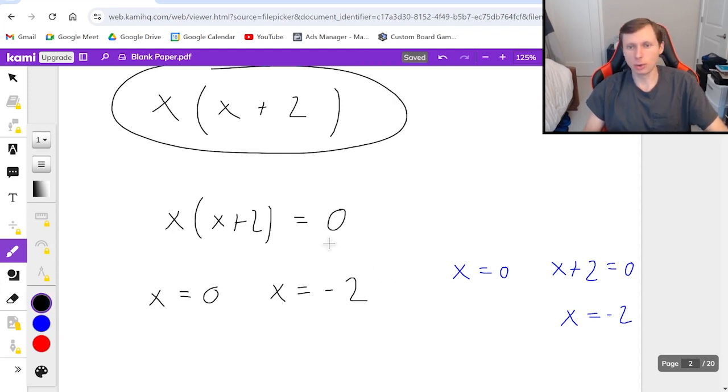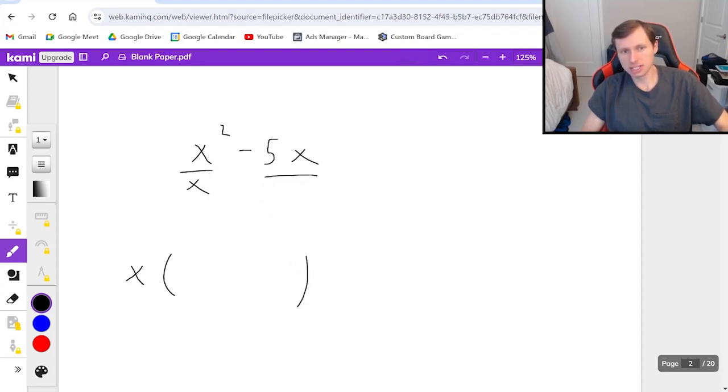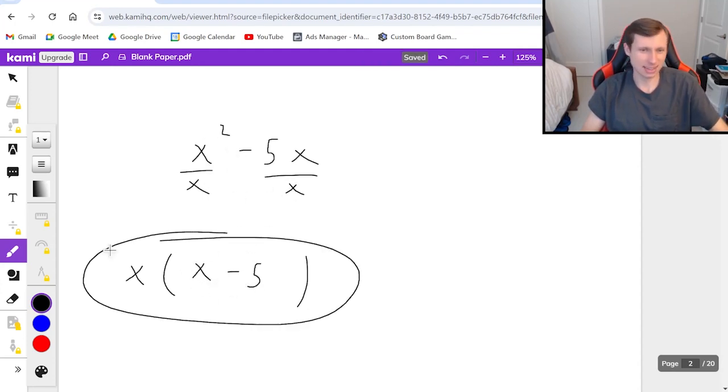So now we're just going to do a bunch of examples with GCF factoring. I'm not going to ask you for the solutions. We're just going to be GCF factoring alone. So the first one I have here is x squared minus 5x. So what am I going to do for this one? Well, what do they both have in common? They both have x in common. So I'm going to pull the x out in front, divide both of these by x, and that would leave me with x minus 5. And there we go. That's it.